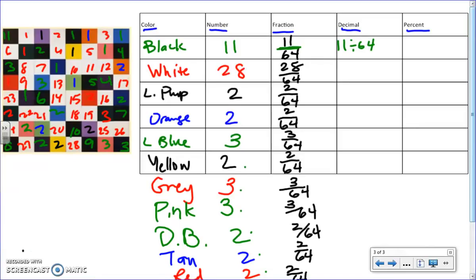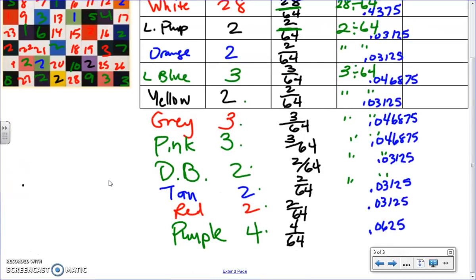To find this next fraction in decimal form, I'm going to do 28 divided by 64. And again, that fraction bar just means division. 2 divided by 64. Okay, and then this one would be the same thing, and then 3 divided by 64. And then again, we have 2 divided by 64, and 3 divided by 64. So we have some repeats here all the way down. And so I'm going to go ahead and pull my calculator out and do that calculation.